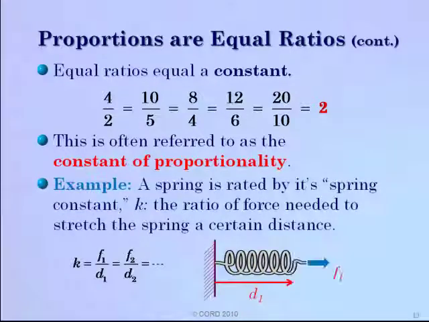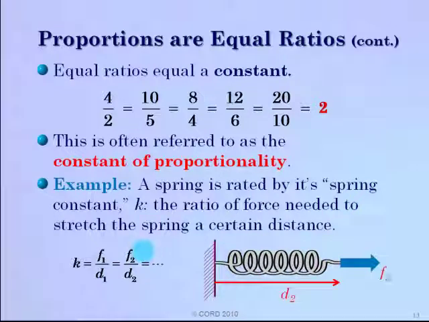So here's an example. Suppose we have a spring that's rated by its spring constant, the ratio of force needed to stretch the spring a certain distance. You'll see that that constant is equal to the ratio of F1 to D1, or F2 to D2 if the spring is stretched, and so on. So we have lots of different proportions that can come out of that, but it's always equal to K if the spring maintains its elasticity.